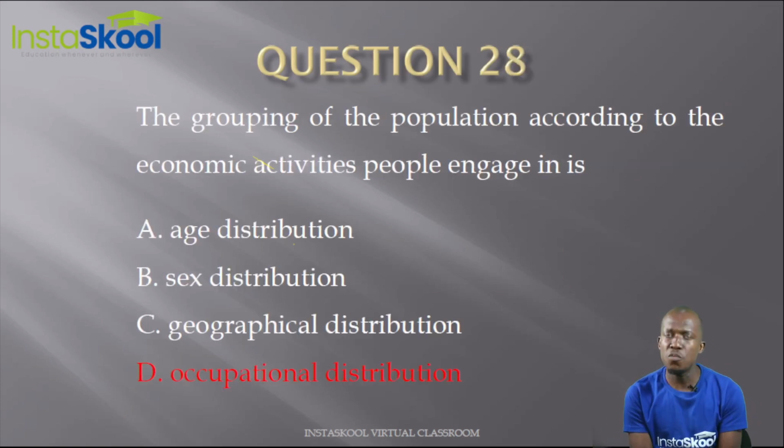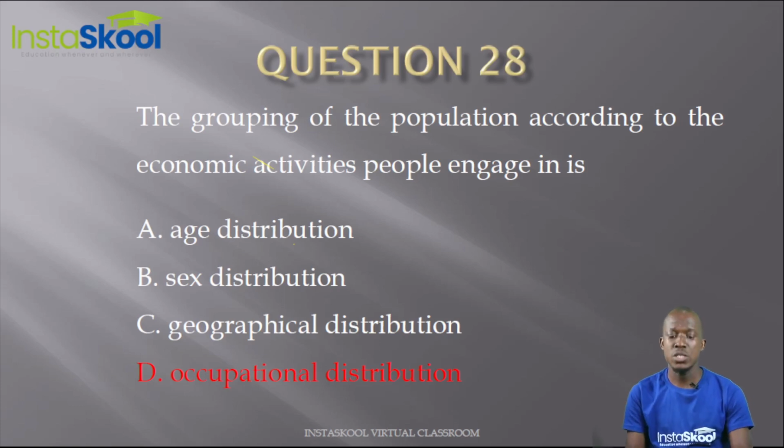The grouping of population according to the economic activities people engage in is dash. The grouping of population according to the economic activity that they engage in, that is, according to their occupation, is the age distribution, sex distribution, geographical distribution, or occupational distribution.